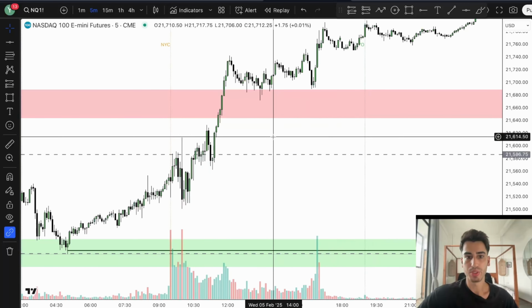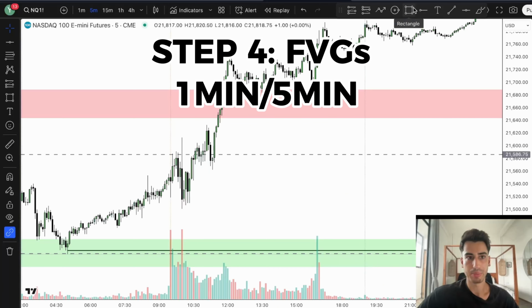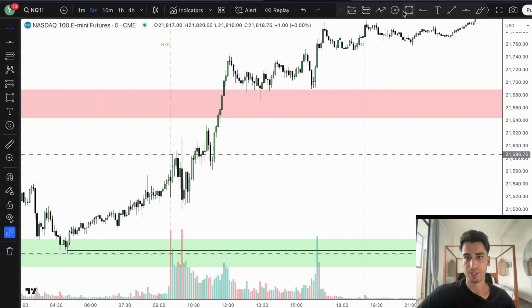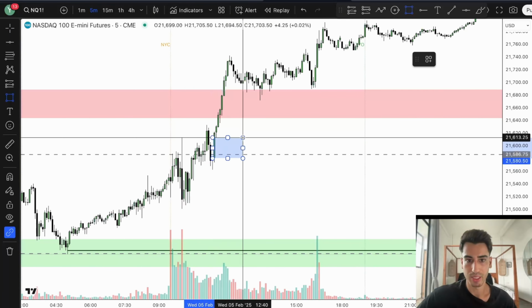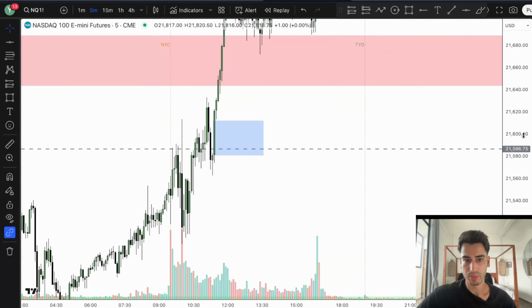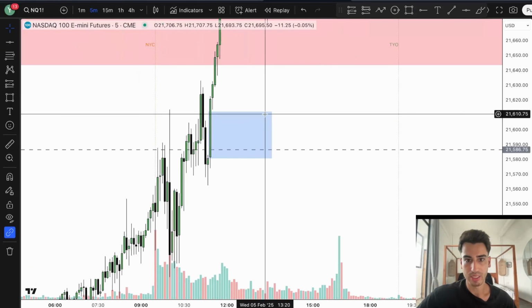Step number 4 is once we're trading, we're going to mark any fair value gaps, either 5 minute or 1 minute as they form. So for example, there's one here. Now what is a fair value gap? Let me zoom in. So a fair value gap is where price leaves an imbalance.